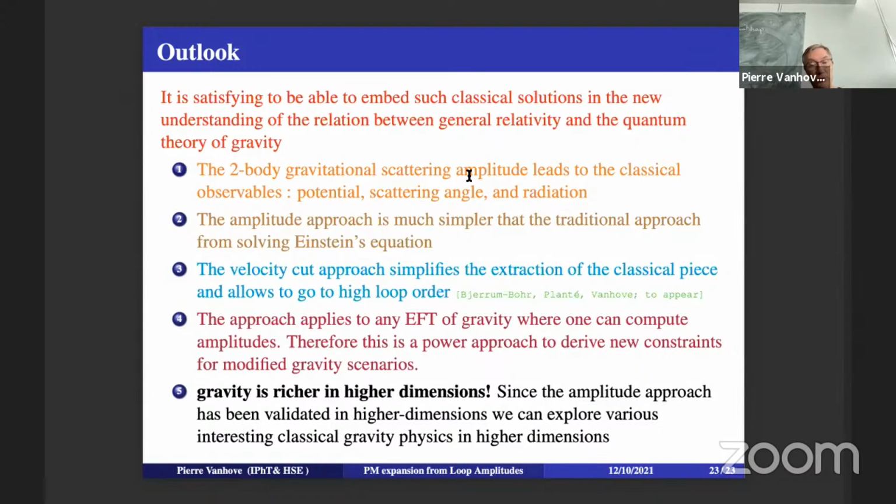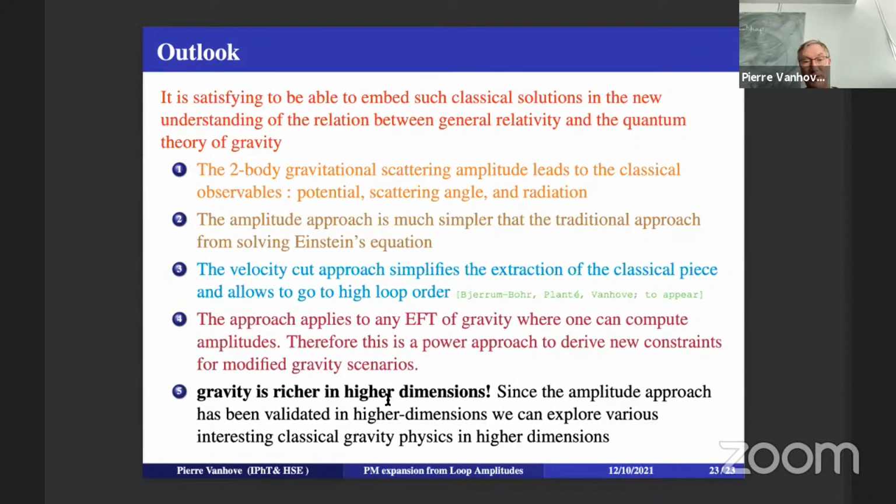Do the scattering amplitude, extract the classical limit using this, and then get your classical observables and try to compare with signals in gravitational waves if you want. Or you can do it in higher dimensions and see if there's something funny, because gravity is richer in higher dimensions, some interesting aspects of gravity happen there, and there's nothing that stops you from doing that.